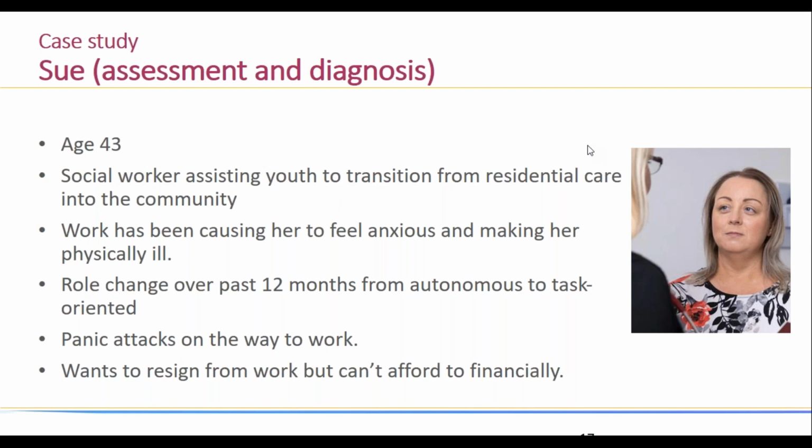So these are all the thoughts that are going through your mind as Sue tells you her story and presents in your practice. And I think this case illustrates an ideal one where our guideline and the recommendations within it can be utilised. So what's the optimal way forward for Sue?